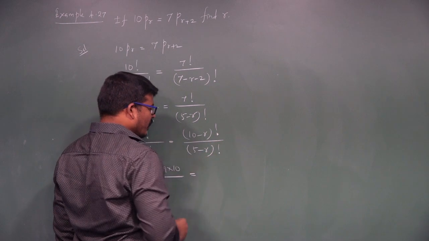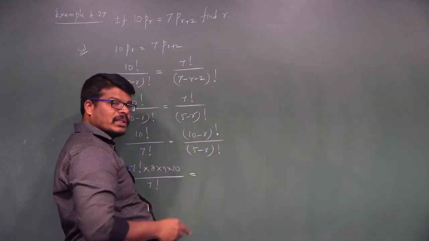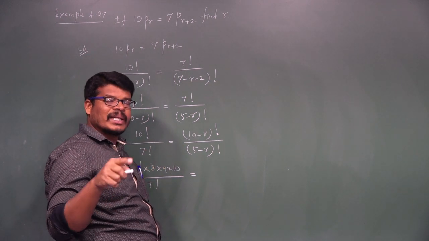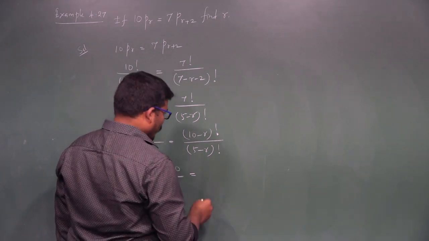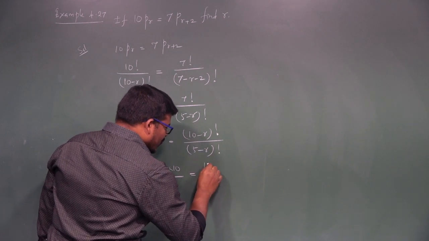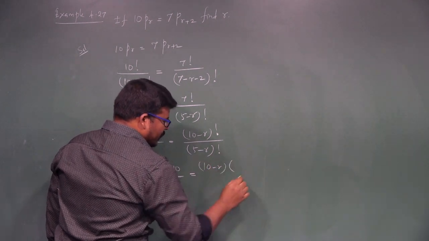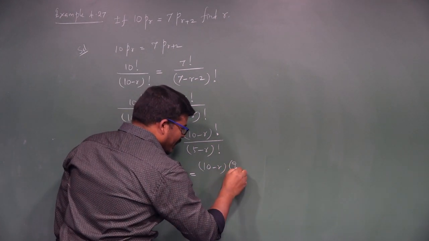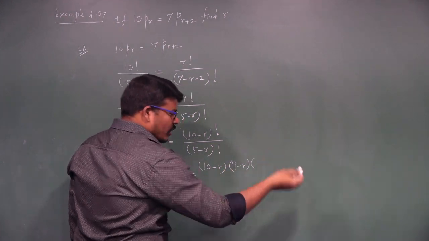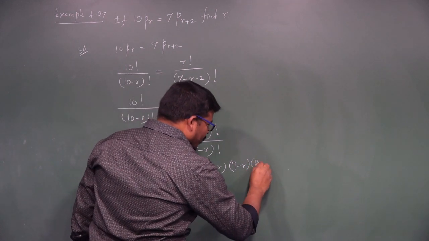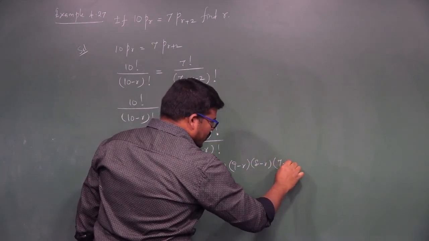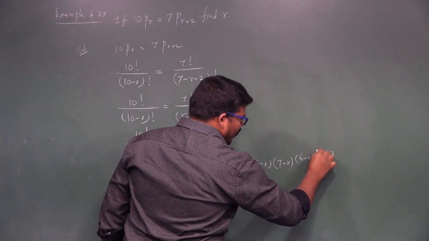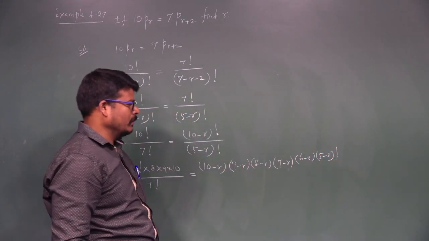Now writing (10 minus r) factorial. You already know the formula: n factorial is n into (n minus 1), (n minus 2), and so on. That is the n factorial value. (10 minus r) factorial is (10 minus r) into (10 minus r minus 1), which is (9 minus r), then (8 minus r), then (7 minus r) into (6 minus r) into (5 minus r) factorial.